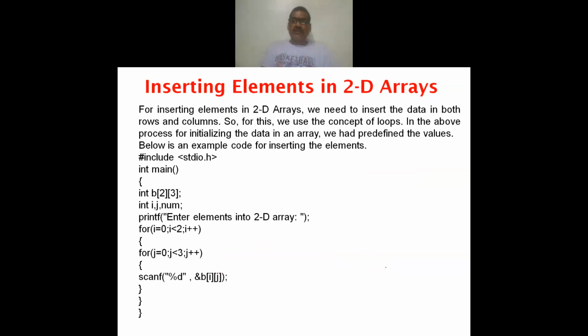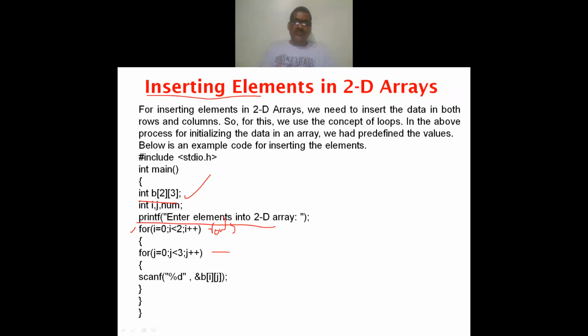Now we will take one example program showing how we can read elements into the matrix, also called inserting elements into a two-dimensional array. First of all, we need to insert the data in both rows and columns, and for this we use nested loops. Here we are declaring B, an array of 2 rows and 3 columns. Now we are asking the user to enter the elements into the 2D array. The first, outer loop navigates the rows. How many rows are there? We have 2 rows. So for i equal to 0, i less than 2, i plus plus.